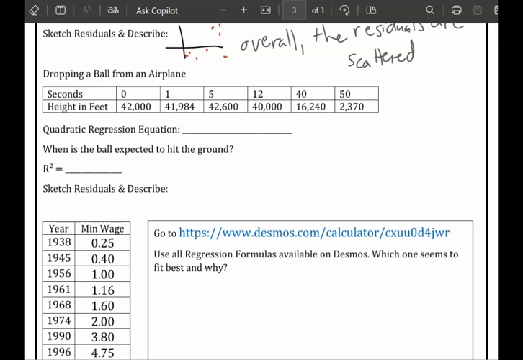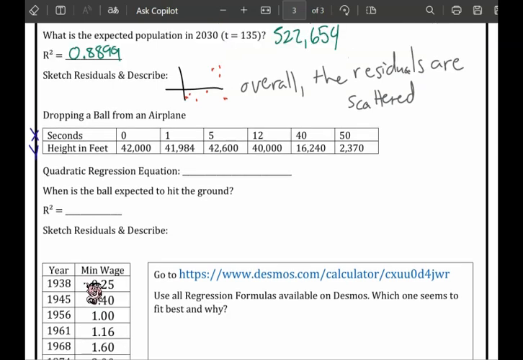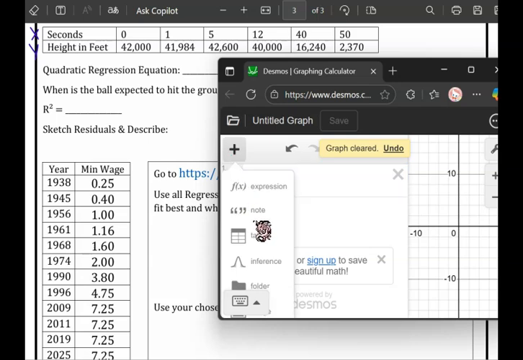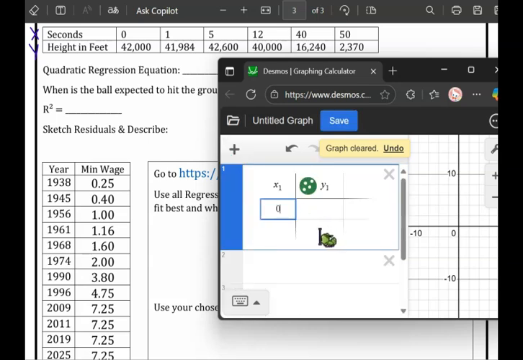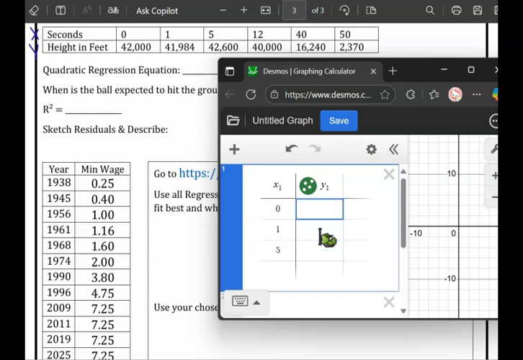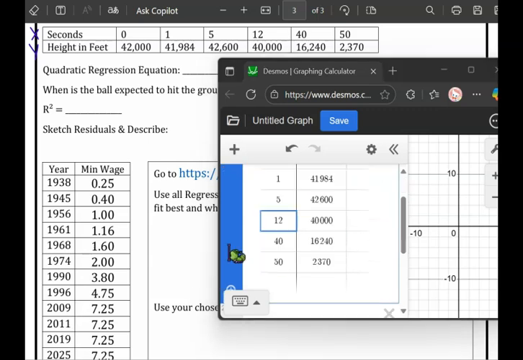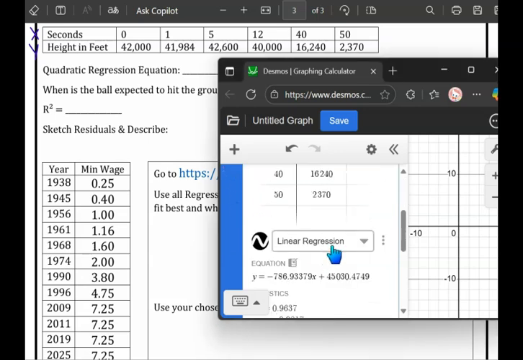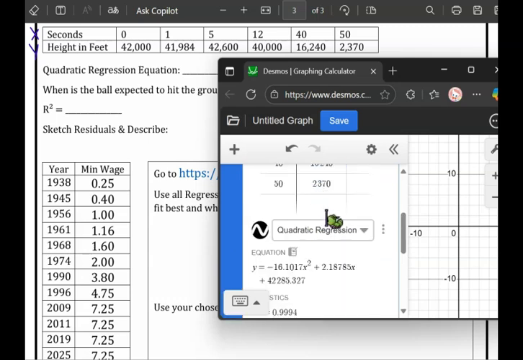Dropping a ball from an airplane. This was going to be a quadratic regression. We're going to say that the seconds is x and the height is the y value. So we'll plug these into Desmos and use the regression calculator to find the equation. All right, let's delete these, add a new table, and then plug in all the values. Make sure you don't put any commas into your values or it'll say error. Once you've inputted values, double check that they are in there correctly, and then click on the regression icon. Now we're going to click on quadratic regression.